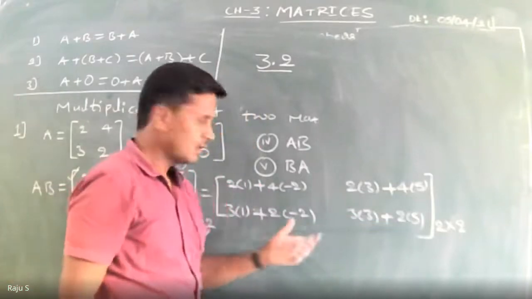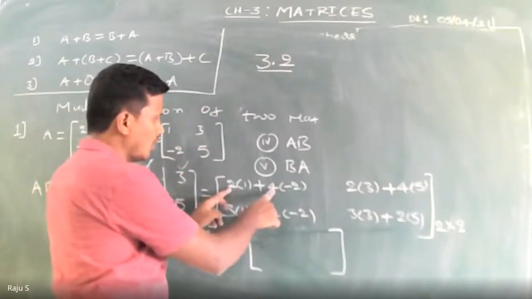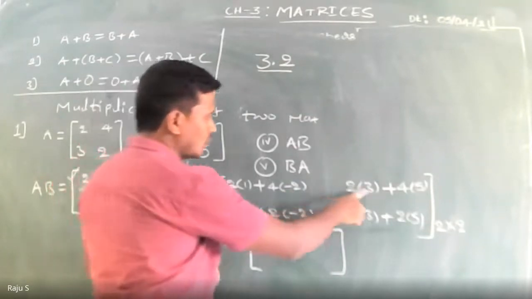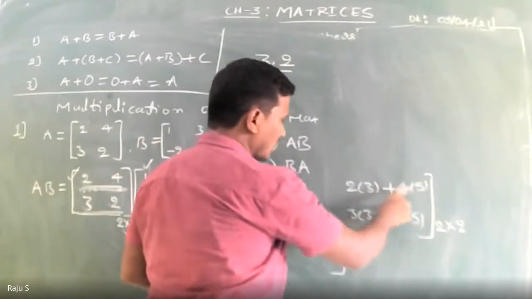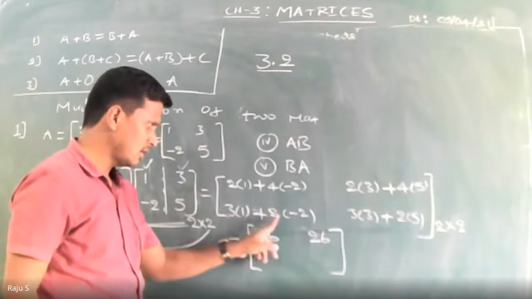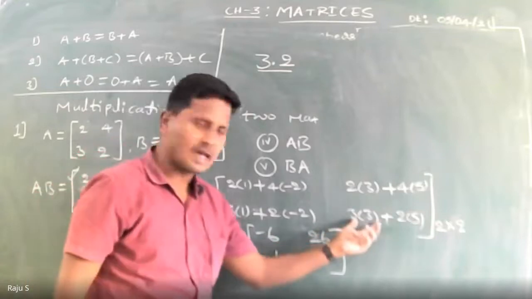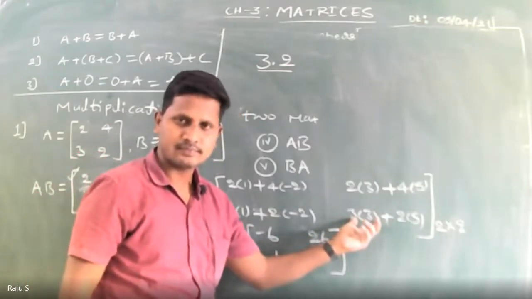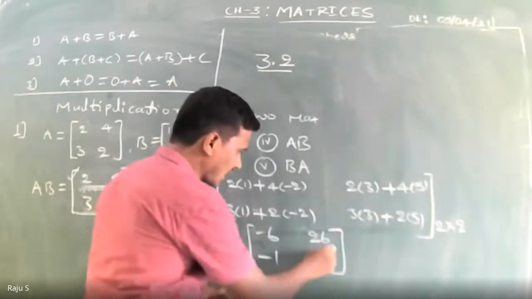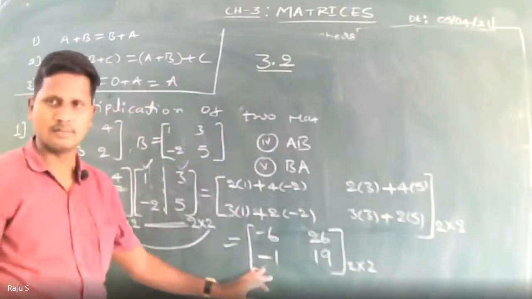Now simply calculate the values. 2 into 1 is 2, 4 into minus 2 is minus 8, so 2 minus 8 is minus 6. 2 3 is 6, 4 5 is 20, 6 plus 20 is 26. 3 into 1 is 3, 2 into minus 2 is minus 4, 3 minus 4 is minus 1. Next, last one, 3 3 is 9, 9 plus 10 is 19. Is it right? See here, the resulting matrix has 2 rows and 2 columns.